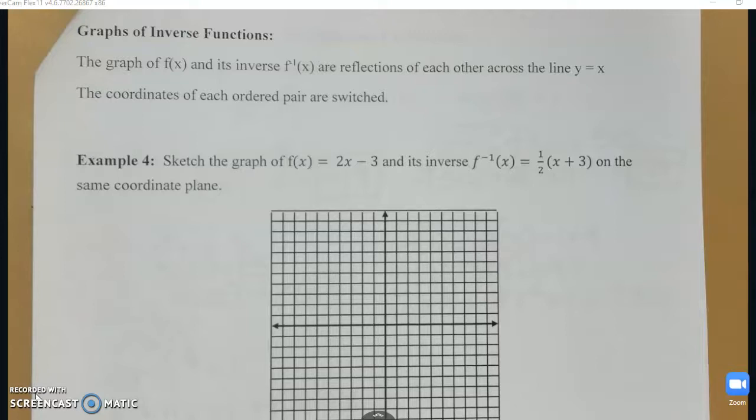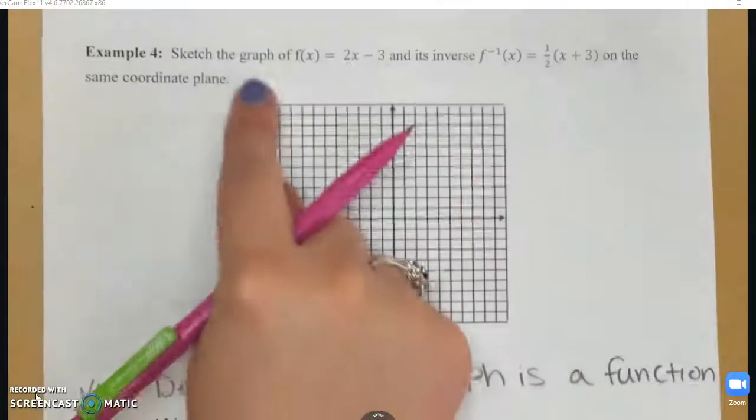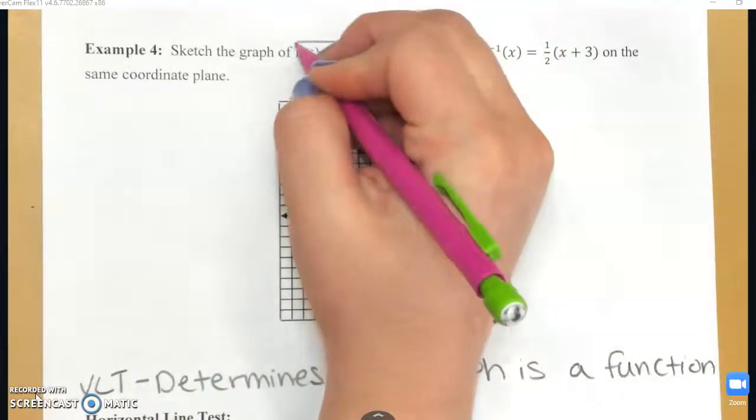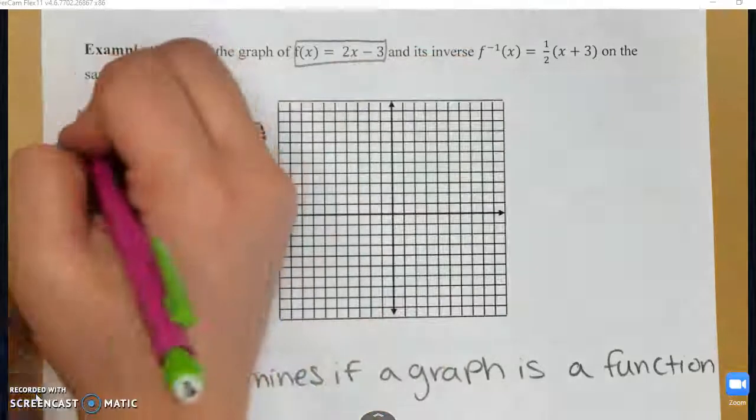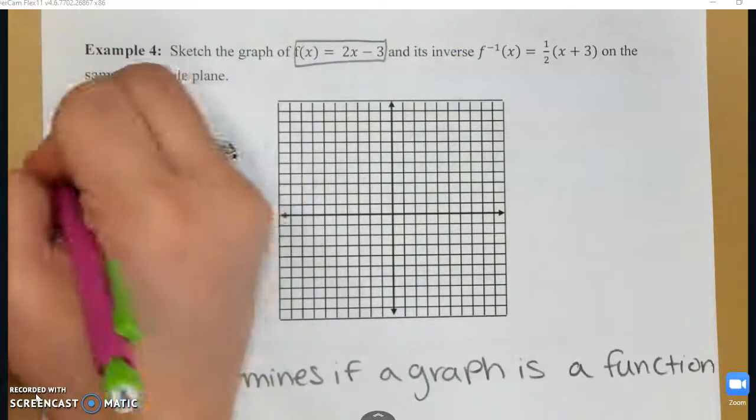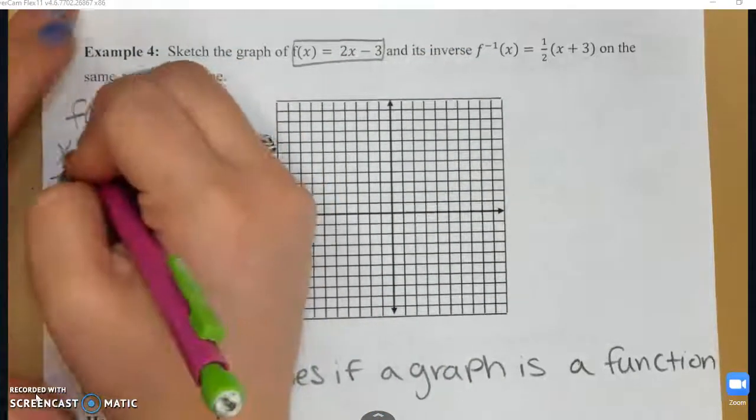So when we're graphing our inverse, we're reflecting over the line y equals x, which is our linear parent function, and then the coordinates of each ordered pair are switched. So if I wanted to sketch the graph of this function and its inverse, all I need to do is make a table of values for my first function, f of x. Let's make an xy table.